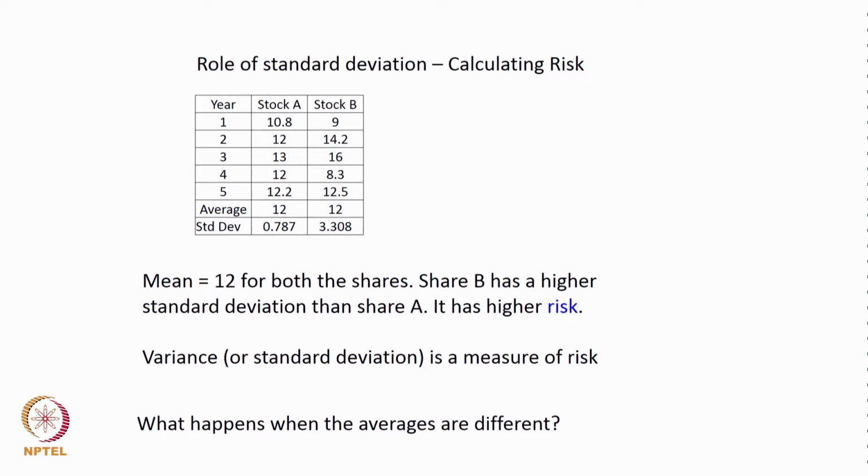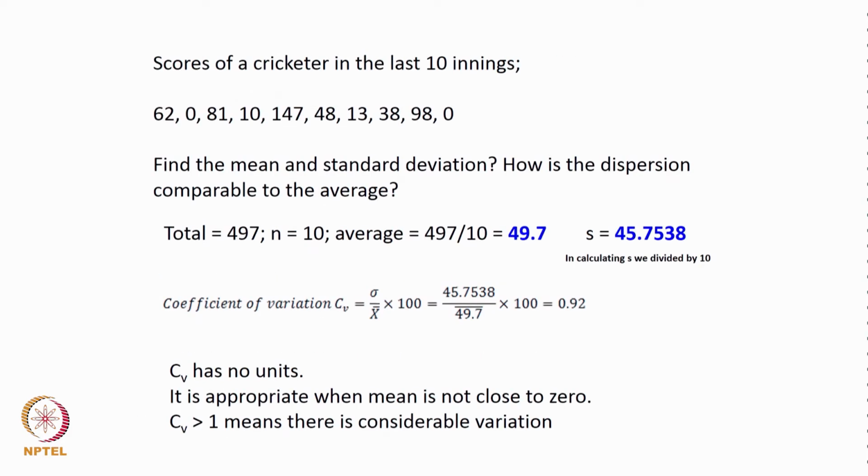So, variance or standard deviation can be used as a measure of evaluating risk. Now, in this example we had a situation where the averages were the same, and therefore, when the averages were the same, we said that the stock which has a higher standard deviation or variance has higher risk. Now, what happens when the averages are different? In order to understand that, let us look at another example and try to observe this.